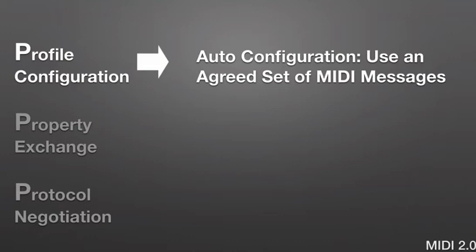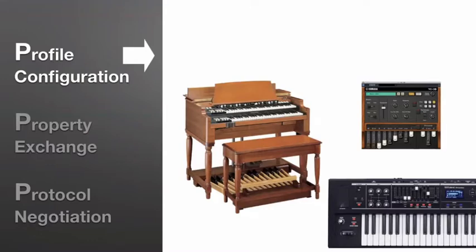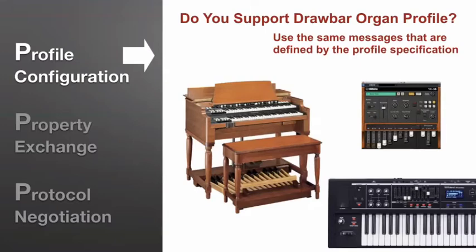But one of the things that we've been working on in the MMA is something that's very easy to understand. It is a drawbar organ profile. The drawbar organ is a very well understood device. I mean, it's based on the Hammond organs from the 1930s. Everybody knows what they look like. You actually know what the controls are. And there are many, many modern devices. There are software devices. There are hardware devices. And they all basically do this emulation of what a drawbar organ is.